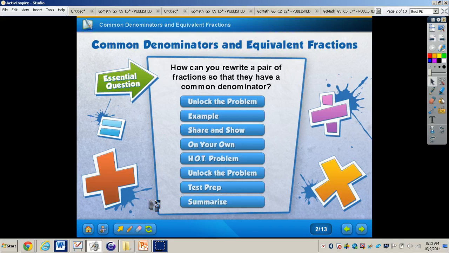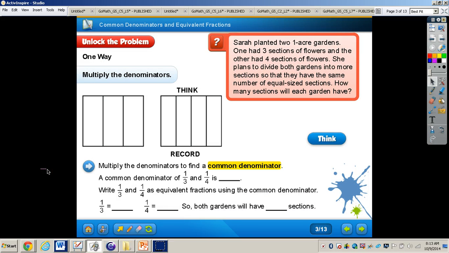Get out your pencil, obviously your Go Math book, and also your math journal. Okay, so we have the problem. Sarah planted two 1-acre gardens. One had 3 sections of flowers and the other had 4 sections of flowers. She plans to divide both gardens into more sections so that they have the same number of equal-sized sections. How many sections will each garden have?